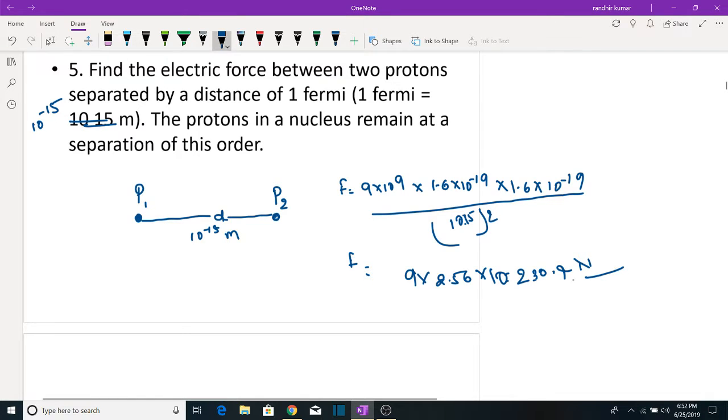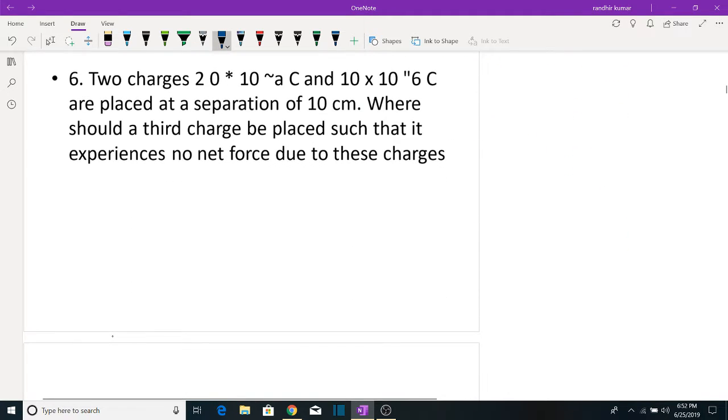Clear? So the answer of this question: force is equal to 230.4 newtons. This was a very easy question. Fifth done, now sixth. First, read the question carefully.